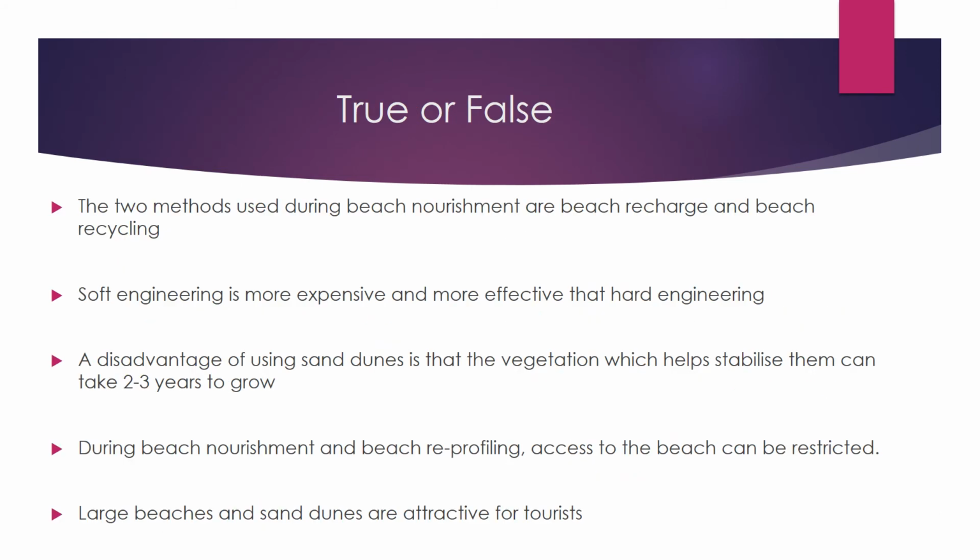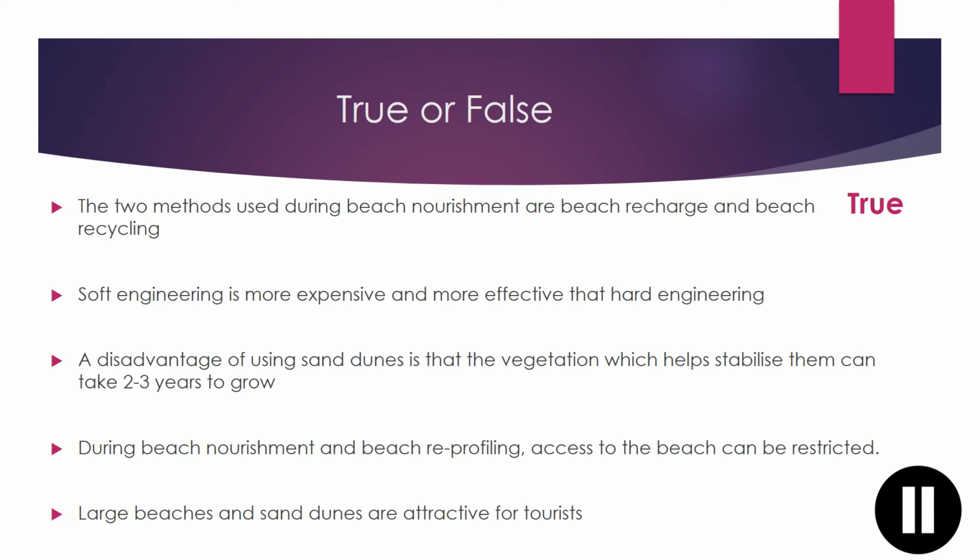Now that you have revised soft engineering coastal management, have a go at deciding if these statements are true or false. The two methods used during beach nourishment are beach recharge and beach recycling. Soft engineering is more expensive and more effective than hard engineering. A disadvantage of using sand dunes is that the vegetation which helps stabilise it can take 2 to 3 years to grow. During beach nourishment and beach reprofiling, access to the beach can be restricted, and large beaches and sand dunes are attractive for tourists. Pause the video now before the answers are shown.